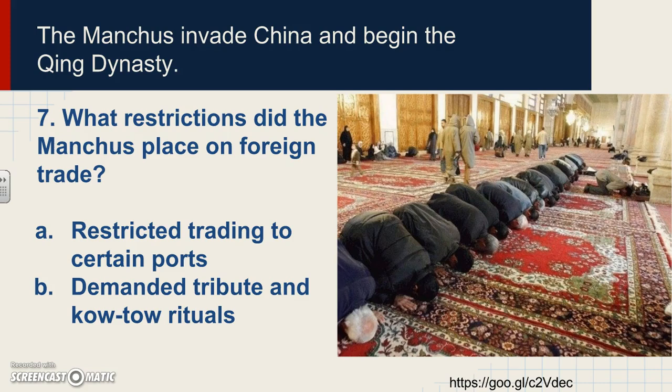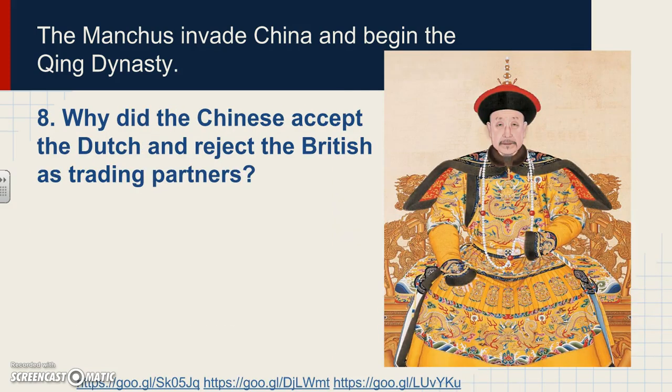Tribute means that you have to pay them silver, usually some kind of gold or gifts, in order to get the privilege to trade with them. Remember, the Chinese saw themselves as the center of the universe, the Middle Kingdom. If you wanted to trade with that Middle Kingdom with superior products, you had to meet their demands.